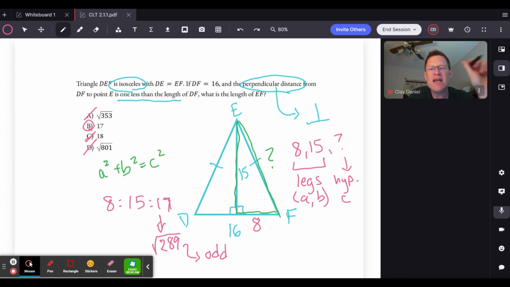Even better, though, if you know your Pythagorean triples like 3, 4, 5, 5, 12, 13, and this good friend right here, 8, 15, 17, you'll be in much better position. So the length of EF must be 17. And we got there by using all of our information, including the answer choices and any possible shortcuts available to us.